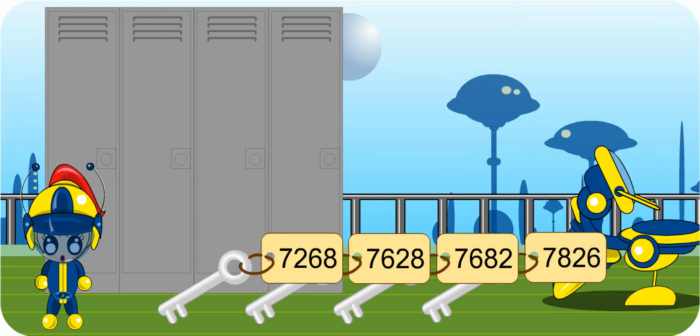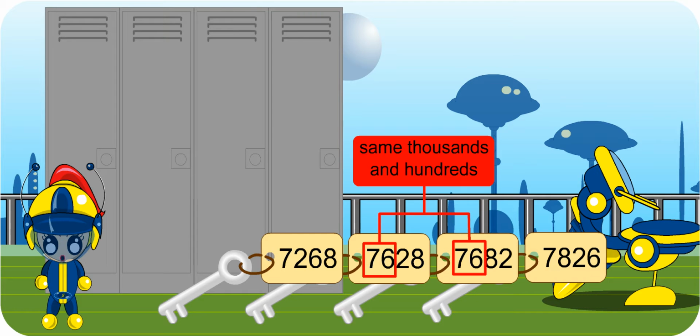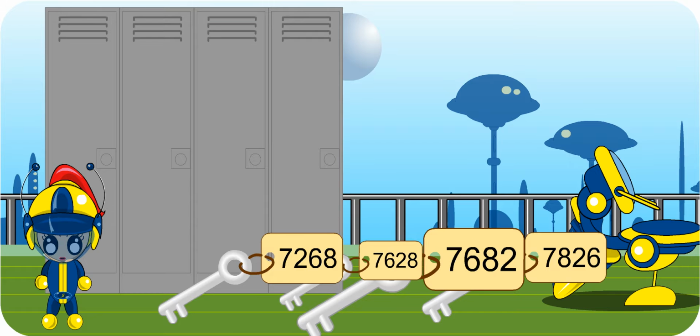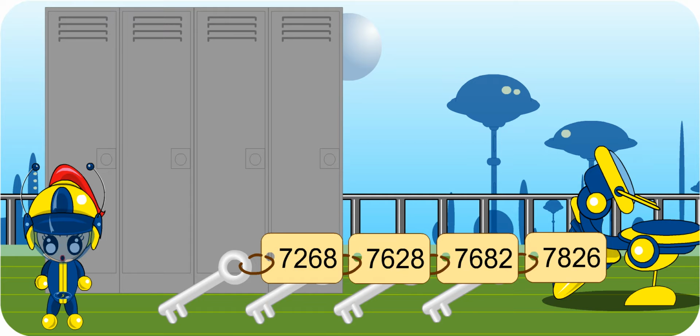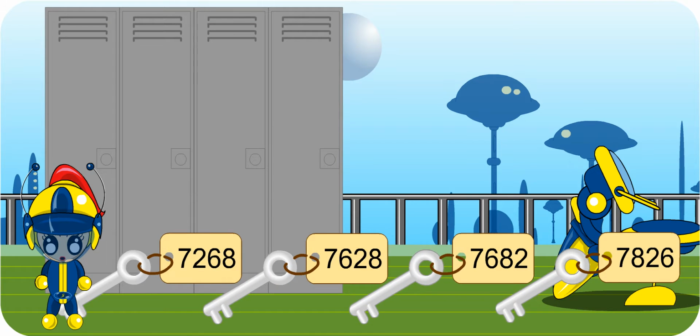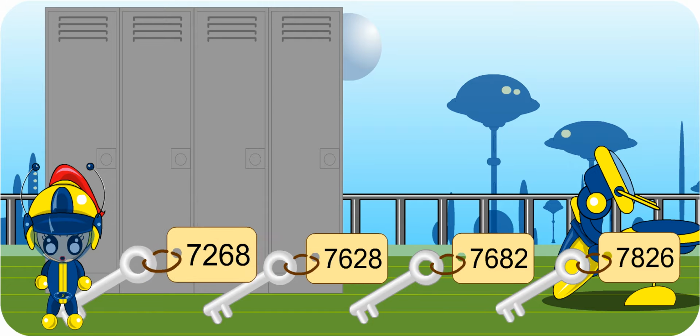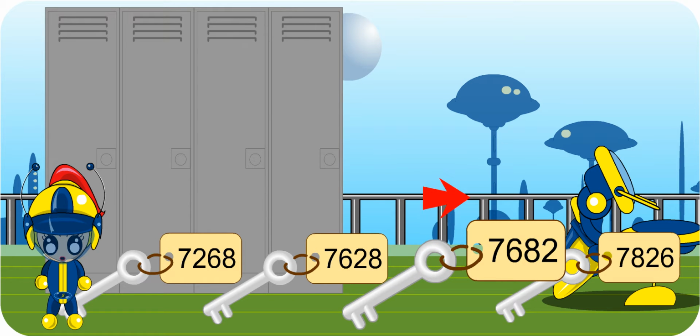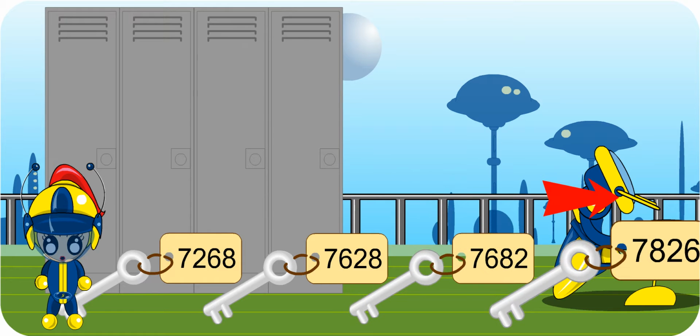Then I compare the remaining numbers 7,628 and 7,682. Since they have the same thousands digit and hundreds digit, I compare the tens digits. As 2 tens is smaller than 8 tens, 7,628 is smaller than 7,682. Thus, the 4 numbers in ascending order should be 7,268, 7,628, 7,682, and 7,826.